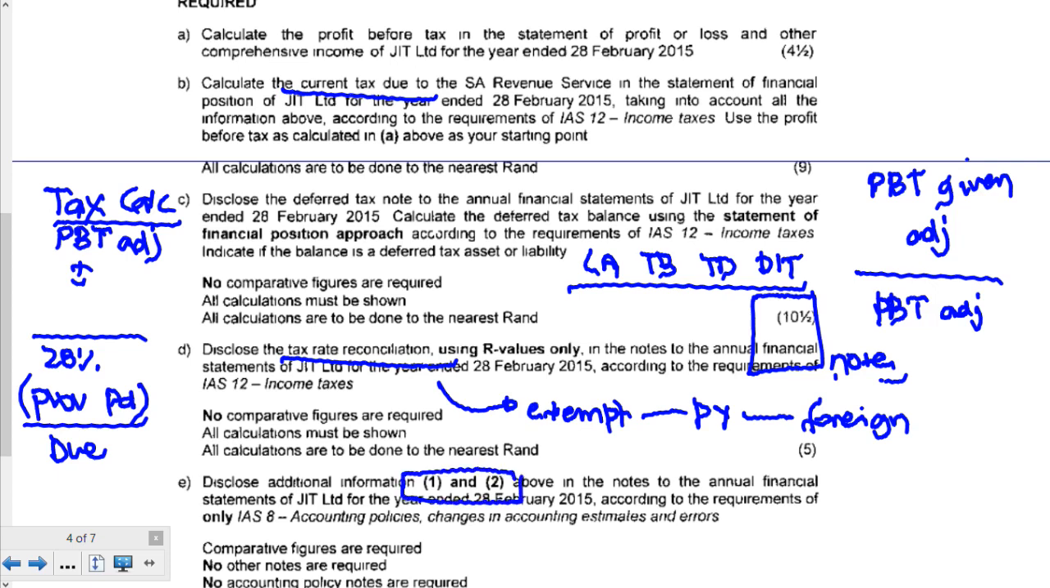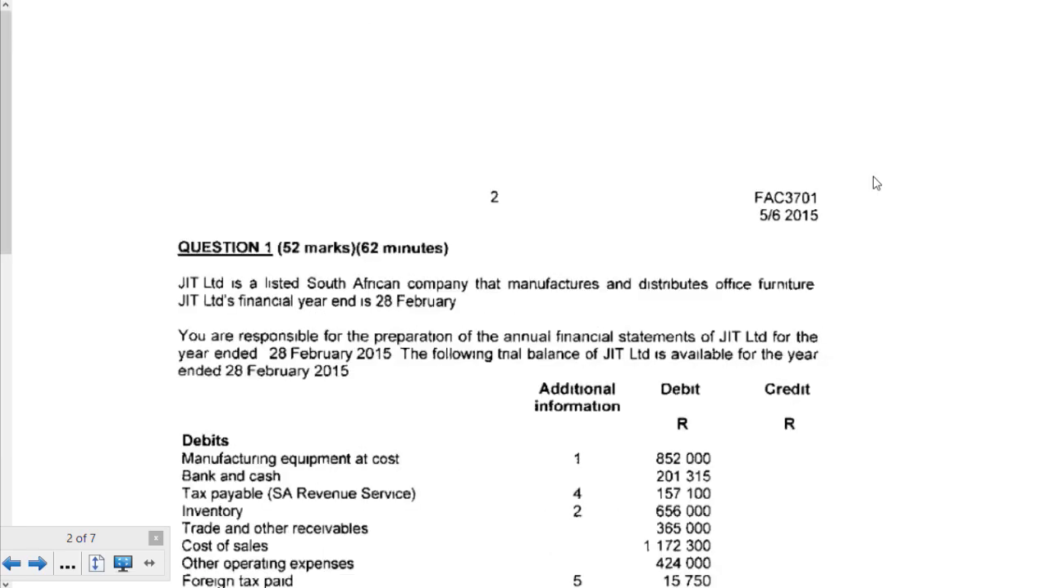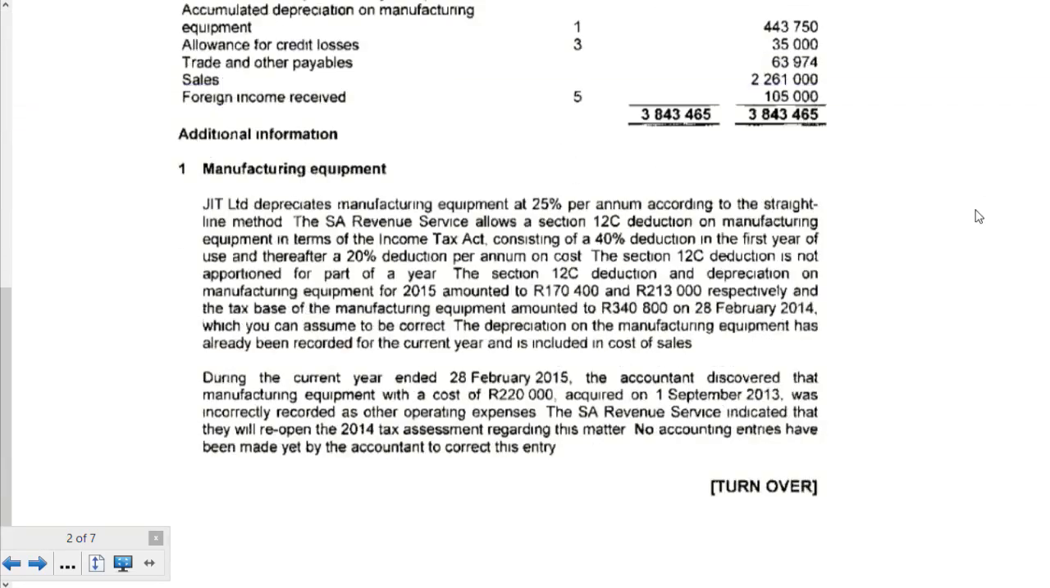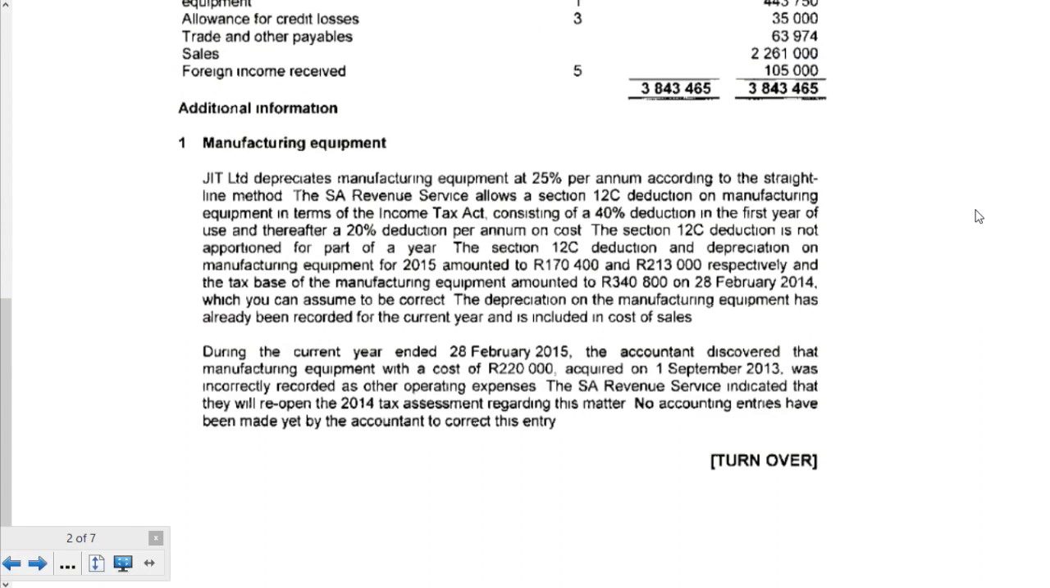In the notes, they talk about IAS 8. So 1 and 2 must be, we saw a change in policy. So you're going to set up a change in policy note. And then 2, what was 2? I saw 2. I think 2 was the change in policy. Let's just see what 1 is. I think 1 is a change in estimate. Is that right? This is May 15, question 1. Sorry, I should have said.